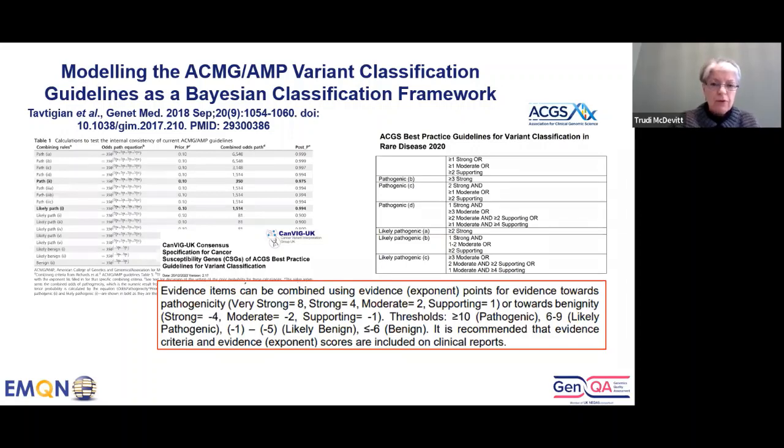And the thresholds are: if you have 10 or more, then you reach pathogenic. If it's between 6 and 9, it's likely pathogenic. Between -1 and -5, it's likely benign, and less than -6 is benign. And if you have a value that's 0 to 5, then that would be in the class 3 VUS range.